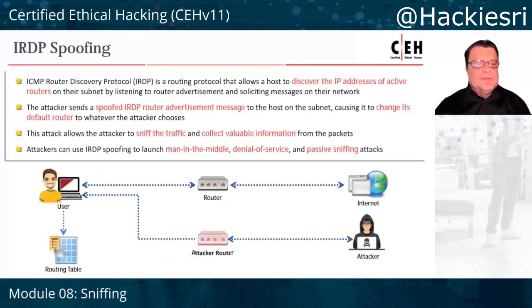IRDP spoofing. ICMP Router Discovery Protocol, IRDP, is a routing protocol that allows a host to discover the IP addresses of active routers on their subnet by listening to router advertisement and soliciting messages on their network. The attacker sends a spoofed IRDP router advertisement message to the host on the subnet, causing it to change its default router to whatever the attacker wishes.